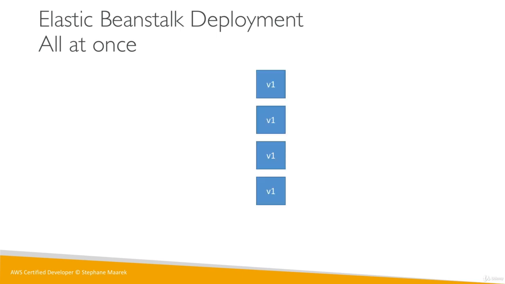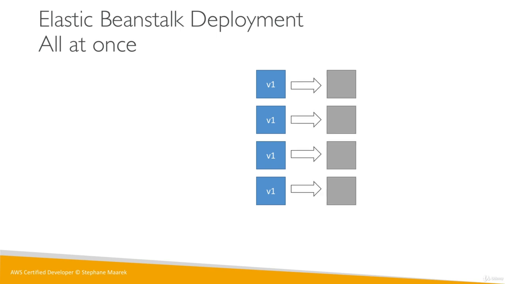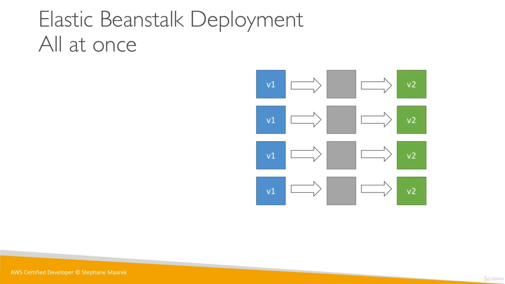Here are our 4 EC2 instances, and they all run version 1, which is blue, of our application. Then we are going to do an all at once deployment. So we want to deploy V2. First, Elastic Beanstalk will just stop the applications on all our EC2 instances, so I'll put it as gray, as in they don't run anything. And then we will be running the new V2, because Elastic Beanstalk will deploy V2 to these instances.